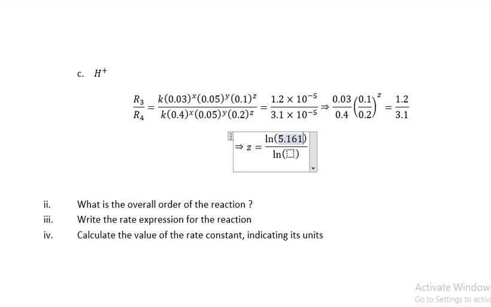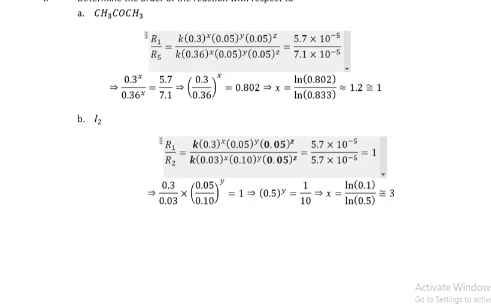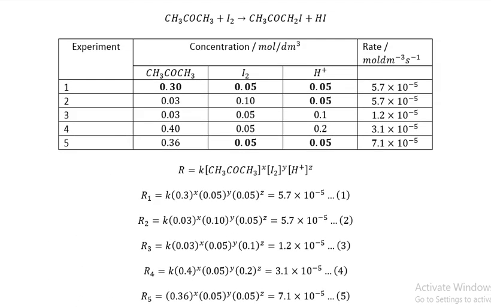5.161. Now if we take 0.1 divided by 0.2, we get 0.5. And there's going to be a problem here because z is going to be negative, and we cannot have negative orders. Let me try to punch again. Let me check again these experiments.